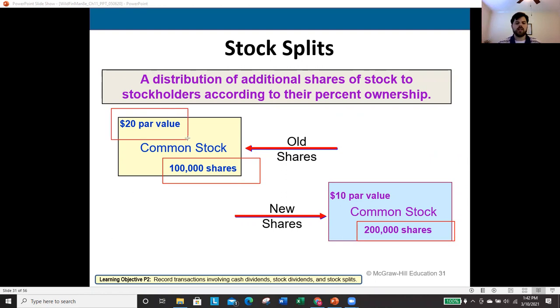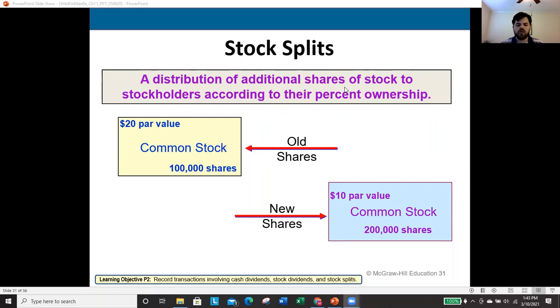But you'll also notice that at the beginning we had a $20 par value per share, and now we have a $10 par value per share. So this is a stock split. This is done typically to manage my stock price and keep it in that ideal range for my industry. Like we said earlier, typically we like to see things trading around $100.